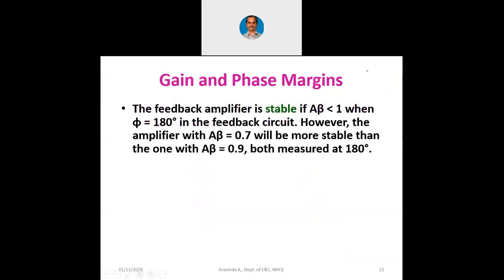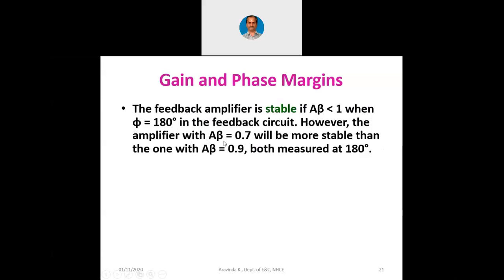Based on this, we have something called gain and phase margins. The feedback amplifier is stable if A beta is less than 1 when phi equals 180 degrees in the feedback circuit. That we have seen now. A beta should not be equal to minus 1 at that time. So, A beta should be less than 1 when phi is equal to 180 degrees.